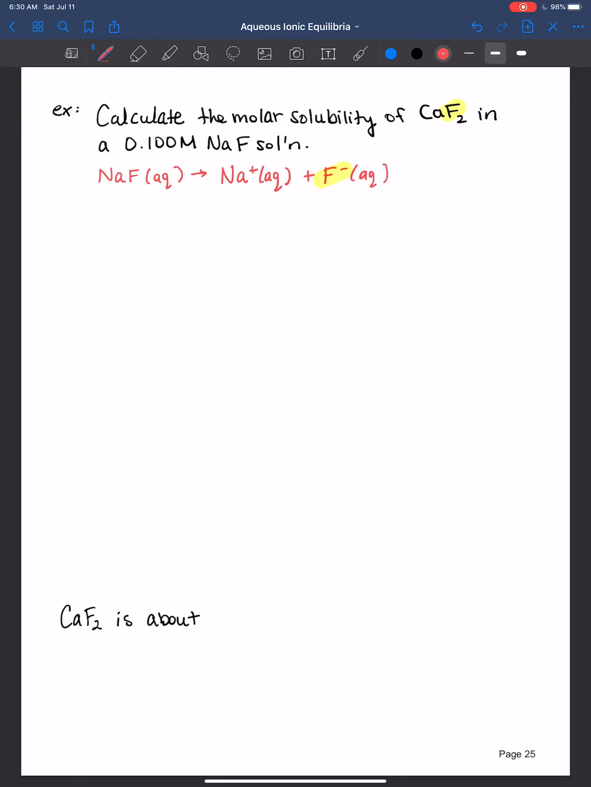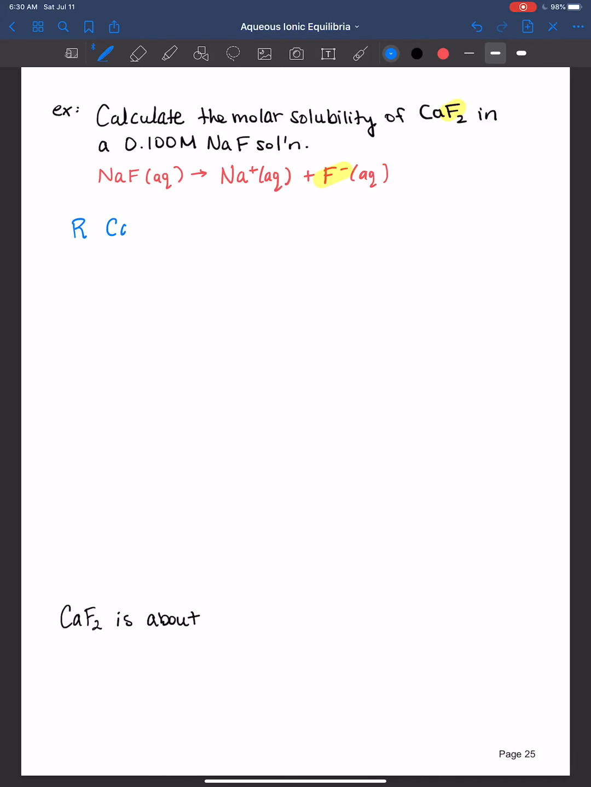So that's the RICE table you want to do. Anyways, you wouldn't want to do a RICE table of sodium fluoride because it's not in equilibrium, right? It completely dissociates. Sometimes I see students when they work these problems, they start working with this equation here, trying to figure out the molar solubility. But remember, it has to be the molar solubility of calcium fluoride. So that's the reaction you write down on your paper.